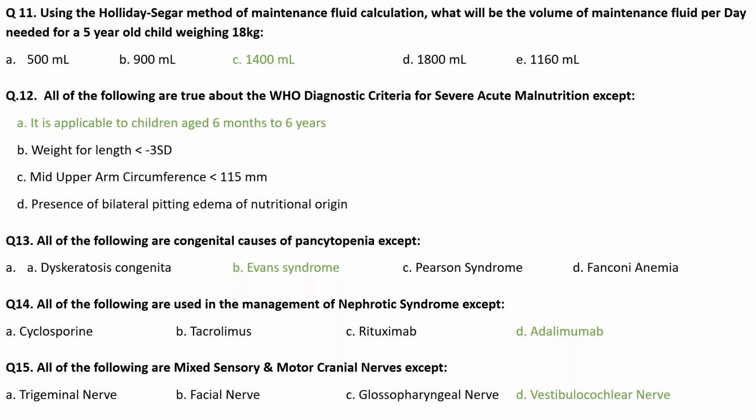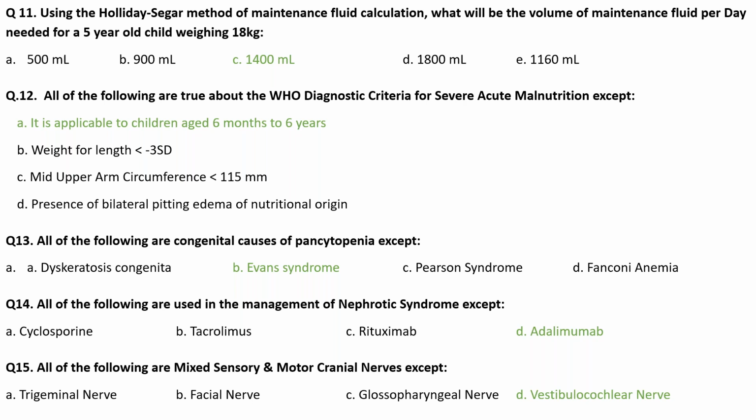All of the following are congenital causes of pancytopenia except, well, dyskeratosis congenita, Pearson's, and Fanconi's are congenital causes, whereas Evans syndrome is an acquired cause. So Evans syndrome is the answer here. All of the following are used in the management of nephrotic syndrome except cyclosporine we use, tacrolimus we use, rituximab we use. Adalimumab is a monoclonal antibody that is used in asthma, not in nephrotic syndrome.